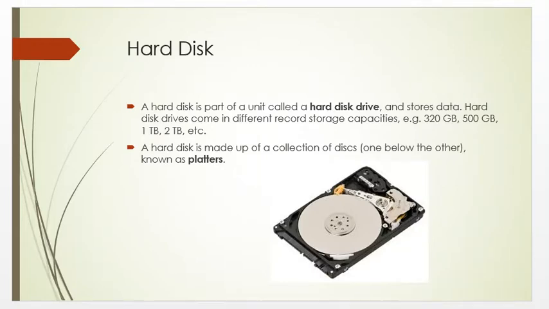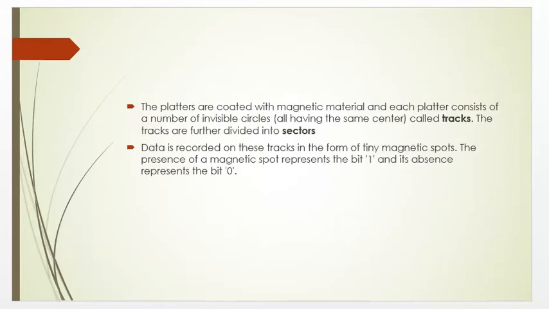Hard disk. A hard disk is a part of a unit called a hard disk drive and stores data. Hard disk drives come in different storage capacities, for example 320 GB, 500 GB, 1 terabyte, 2 terabyte. A hard disk is made up of a collection of disks, one below the other, known as platters. So basically, hard disk is used in your laptops and desktop computers to save the data. When you save any sort of data, it can be stored in the hard disk.